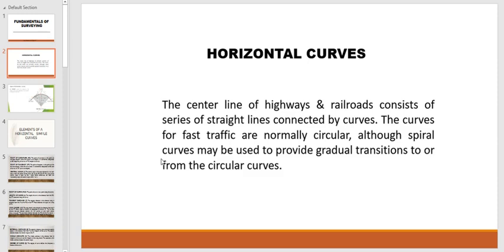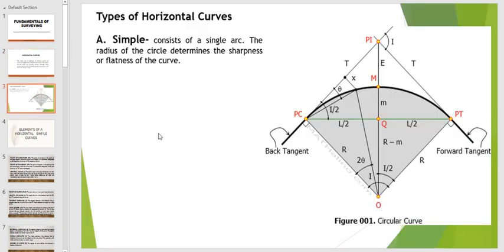Horizontal curves: the center line of highways and railroads consists of a series of straight lines connected by curves. The curves for fast traffic are normally circular, although spiral curves may be used to provide gradual transitions to or from the circular curves. So this is an example of horizontal curves. It's a simple curve. When we say simple, it consists of a single arc, just one. It has a radius of the circle which determines the sharpness or flatness of the curve.